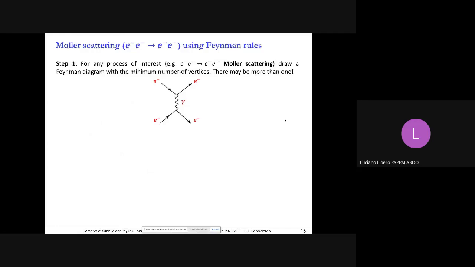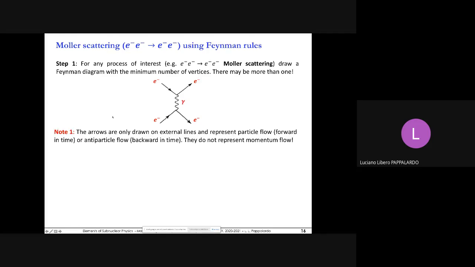Now, let's repeat our calculation of the matrix element for the Møller scattering, but now making use of the Feynman rules. Let's do this step by step, and once you get familiar with it, you can do it in a couple of minutes, of course. Let's take the Møller scattering as an example, but this is, of course, general. First of all, let's draw the Feynman diagram with the minimum number of vertices. Of course, there may be more than one, as we've seen for the Møller, where we have the other diagram at first order. For this diagram, we have two incoming electrons in the initial state, an exchanged virtual photon, and two outgoing electrons in the final state.